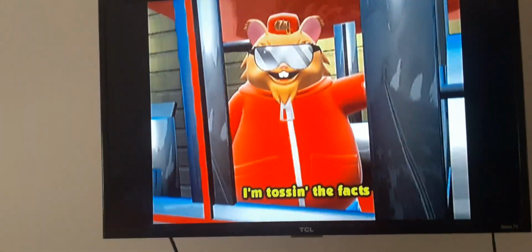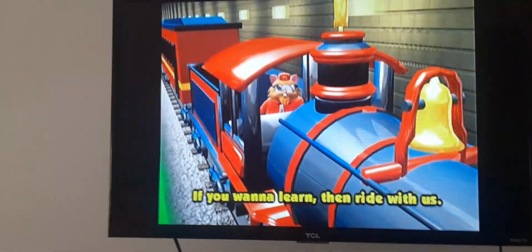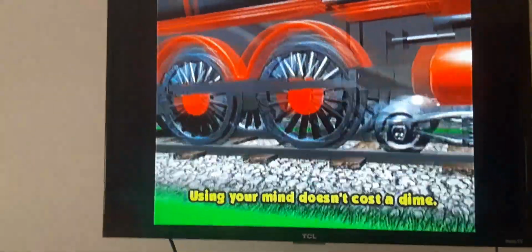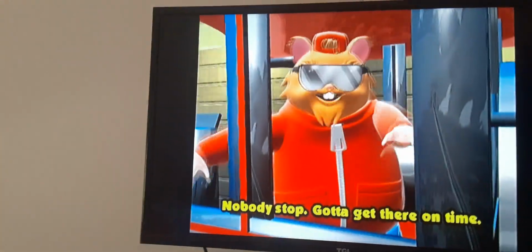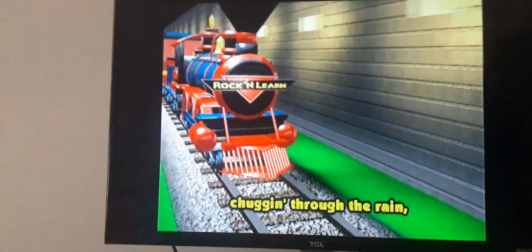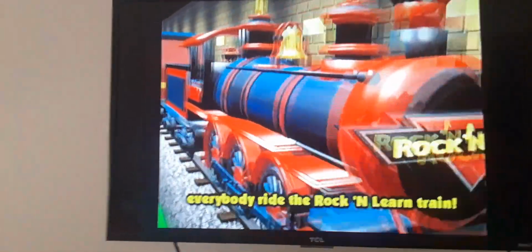Now, over the hill into the home stretch, I'm tossing the bus, so you better catch. If you wanna learn and ride with us, it's a jamming train, not a broken down bus. Using your mind doesn't cost a dime. Nobody stops, got to get there on time. Chugging through the sunshine, chugging through the rain. Everybody ride the rocknlearn train.